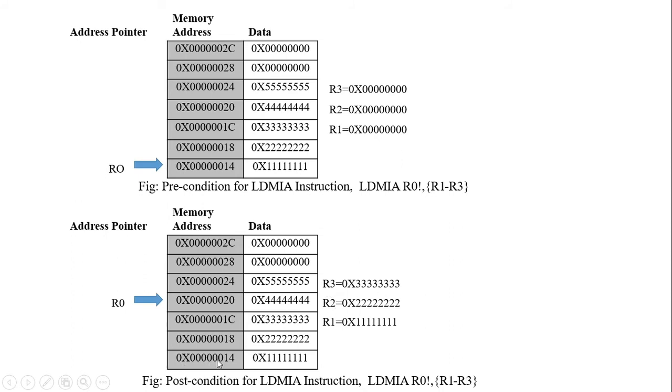See here, in the first memory location, 14, I have 1111. First that is loaded to R1, then it is incremented by 4 locations. This data is loaded in R2, then again it is incremented by 4 locations, then 3333 is loaded. So only 3 data values are loaded because in the instruction we consider R1 to R3. That is the reason 3 data values are loaded to 3 registers. Then our R0 base pointer is pointing at the location 0x00000020. So this is increment after.